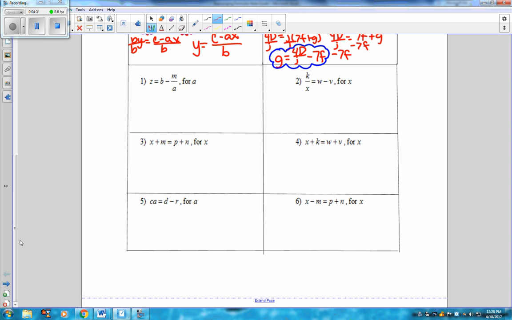The next one says solve for a. So from here, I'm going to subtract b from both sides. So I have z minus b equals negative ma.